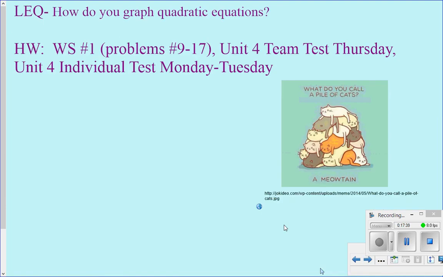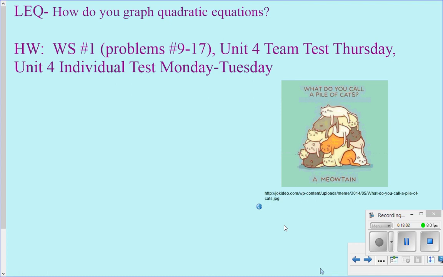So that's it for notes for today. Your homework for this evening is worksheet number 1. You're going to work on problems 9 through 17. And you will have to use the graph paper that I gave you in class or your own graph paper because on the worksheet there's not coordinate planes provided for you. So you'll have to graph those on graph paper. So worksheet 1, problems 9 through 17.